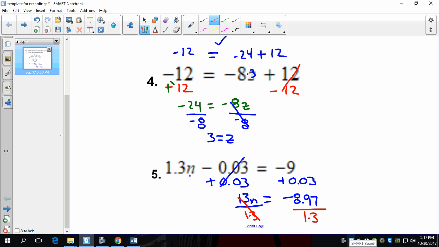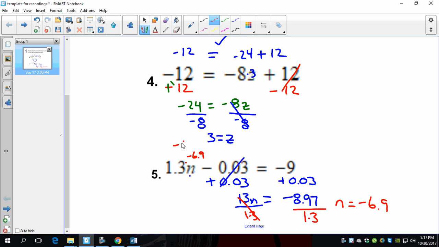8.97 divided by 1.3 is going to be n equals negative 6.9. Now, in order to check my work, I need to plug in for n, negative 6.9. So I got 1.3 times negative 6.9. 1.3 times 6.9, I believe, is going to be 8.97.